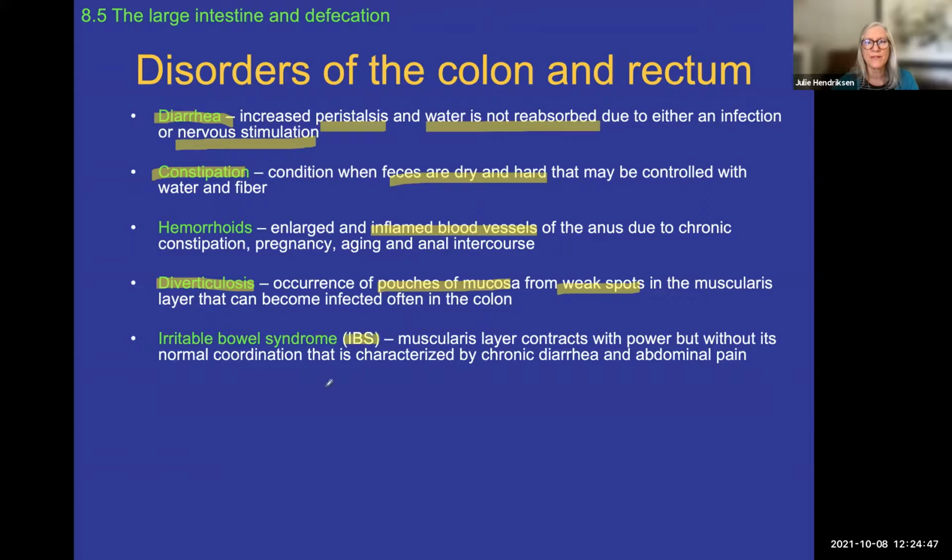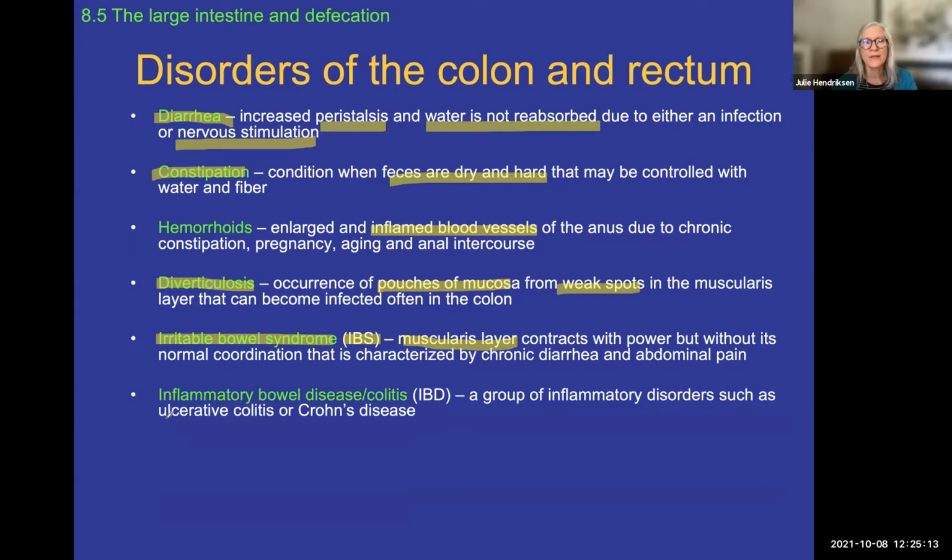IBS, you may have heard of it that way, stands for irritable bowel syndrome. The muscularis layer is just the smooth muscle of your intestine. So when that contracts powerfully, almost like a spasm, without normal coordination of moving the material through the colon, that can then result in chronic diarrhea and a lot of pain.